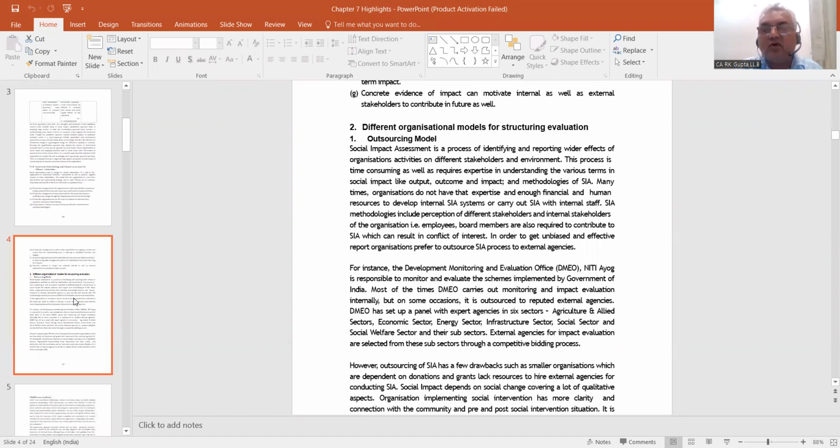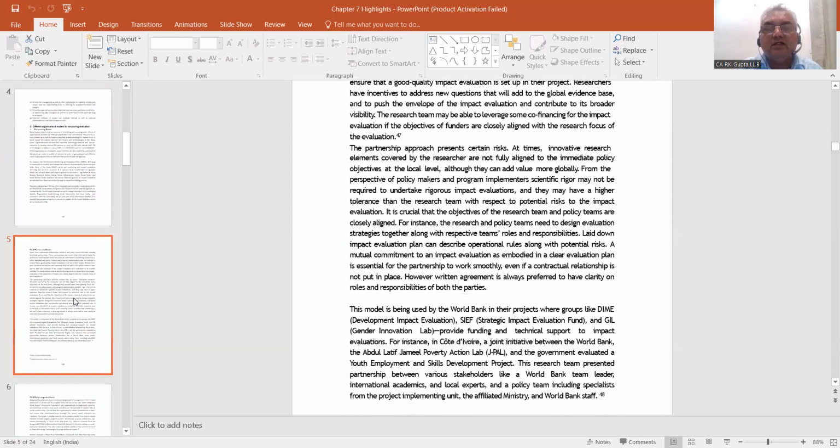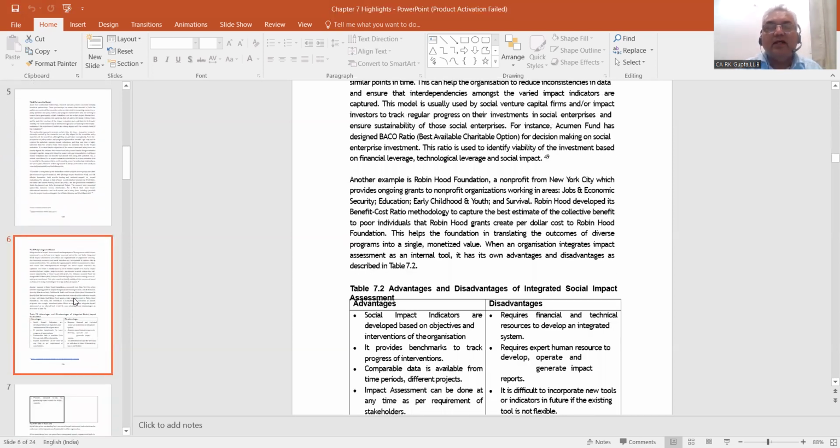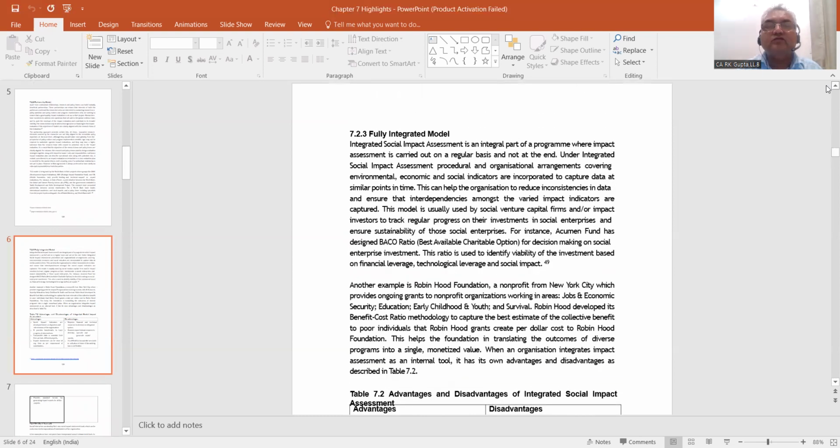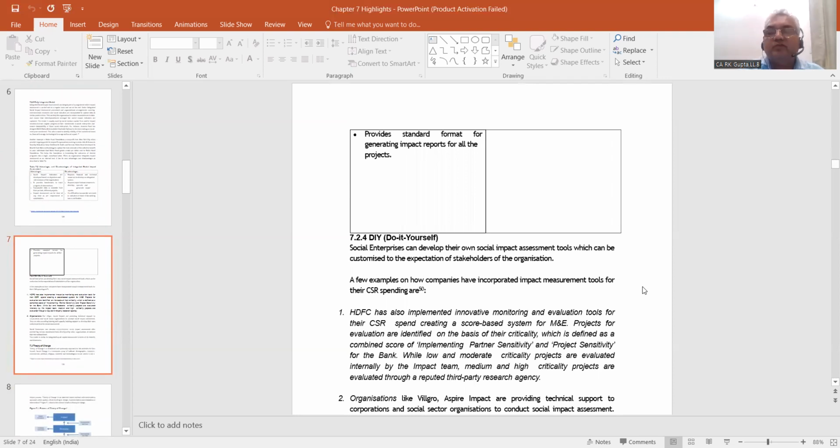Different organizational models we saw. There was an outsourcing model where we outsourced it to some outside agency. Then there was partnership model. And third was the integrated model. So these were the three approaches. So fully integrated model. And there are definitely advantages and disadvantages associated with each such model.